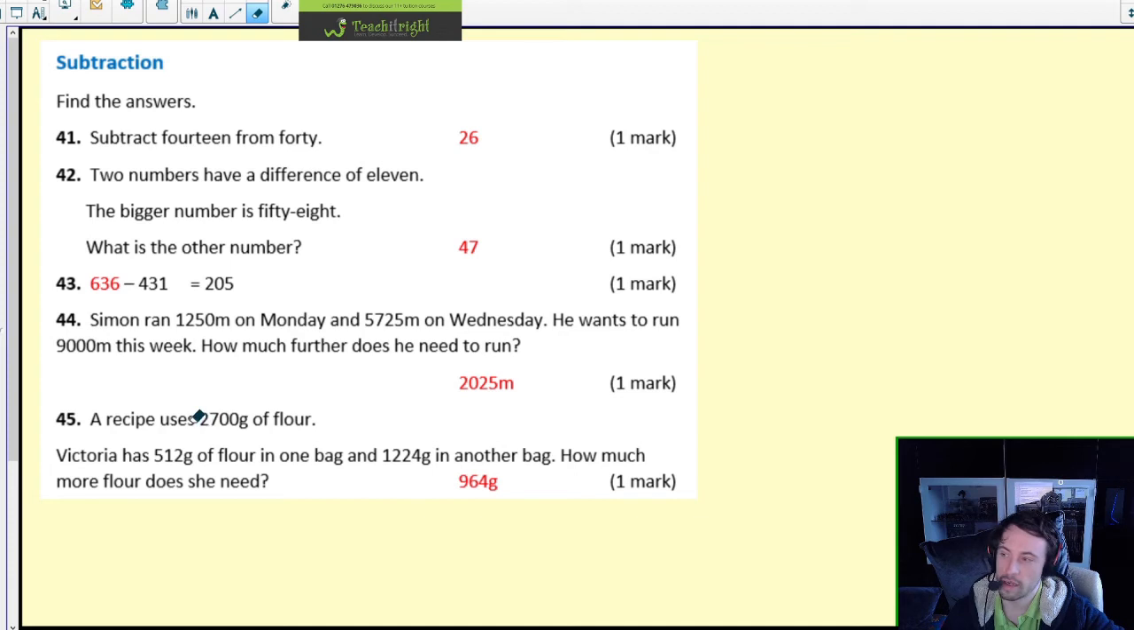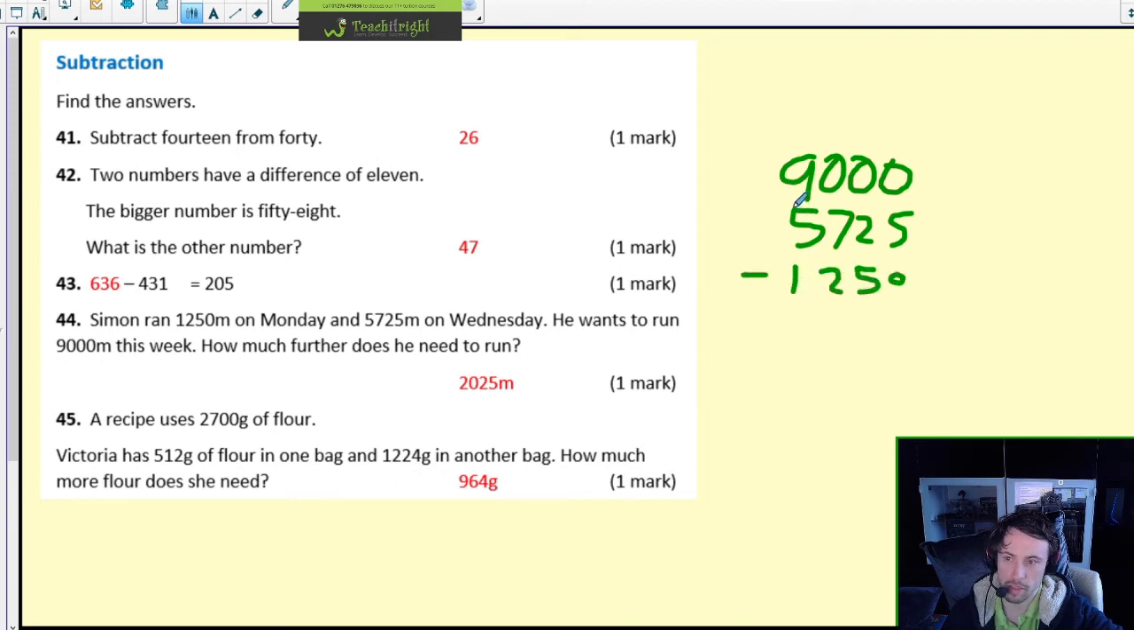Simon ran 1,250 meters on Monday and 5,725 on Wednesday. He wants to run 9,000 meters this week. How much has he got left to run, or how much further does he need to go? Well, this one is 9,000 take away the distance he's already run. So take away 5,725, and then take away another 1,250.